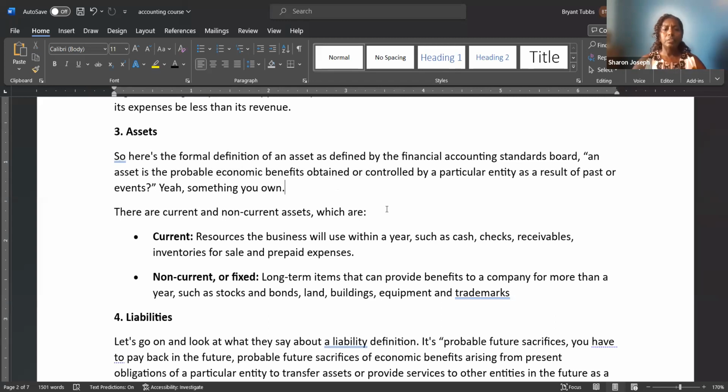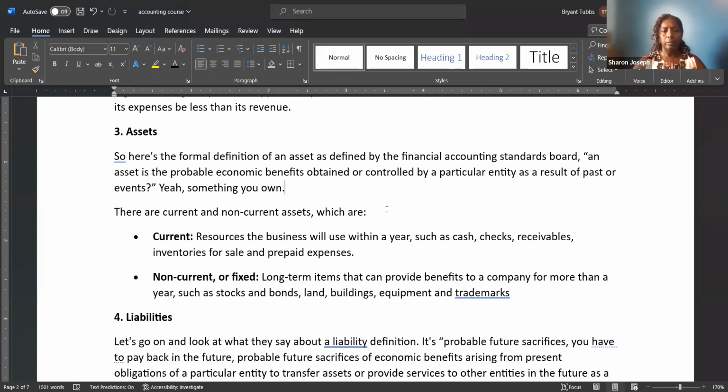So a current asset is basically a resource that the business will use within a year, such as cash, checks, receivables, inventories, prepaid expenses. Inventory is considered current because most of the time when you buy inventory, you don't expect it to be sitting in the warehouse for a couple of years or any period of time. You're expecting that to turn. You're buying inventory to sell inventory, right? And that's how your business is growing, by selling that inventory.